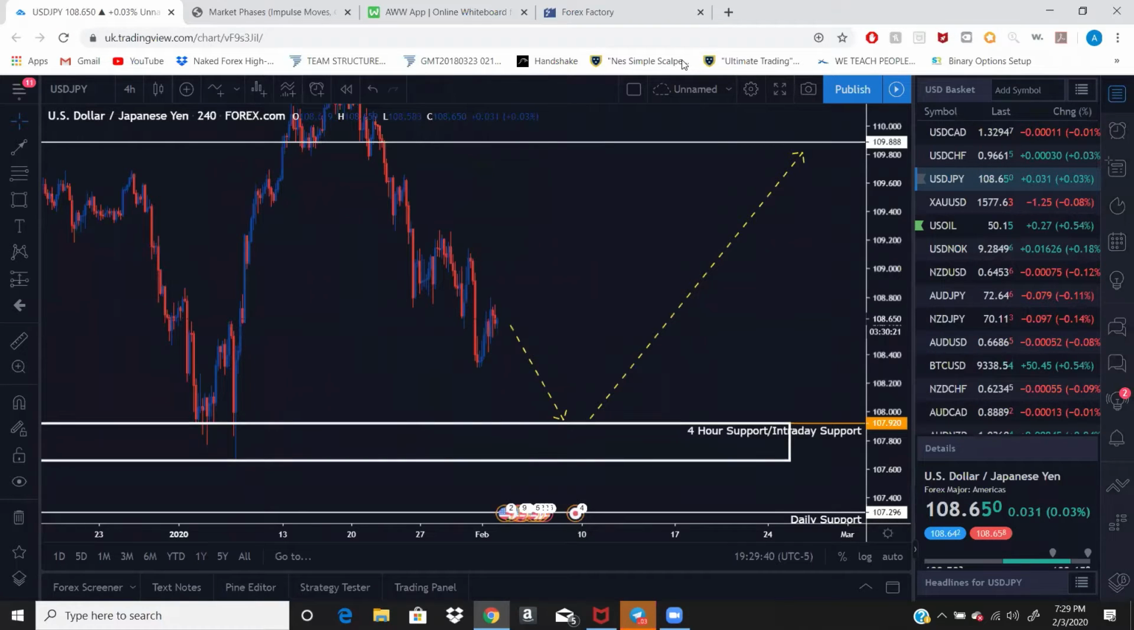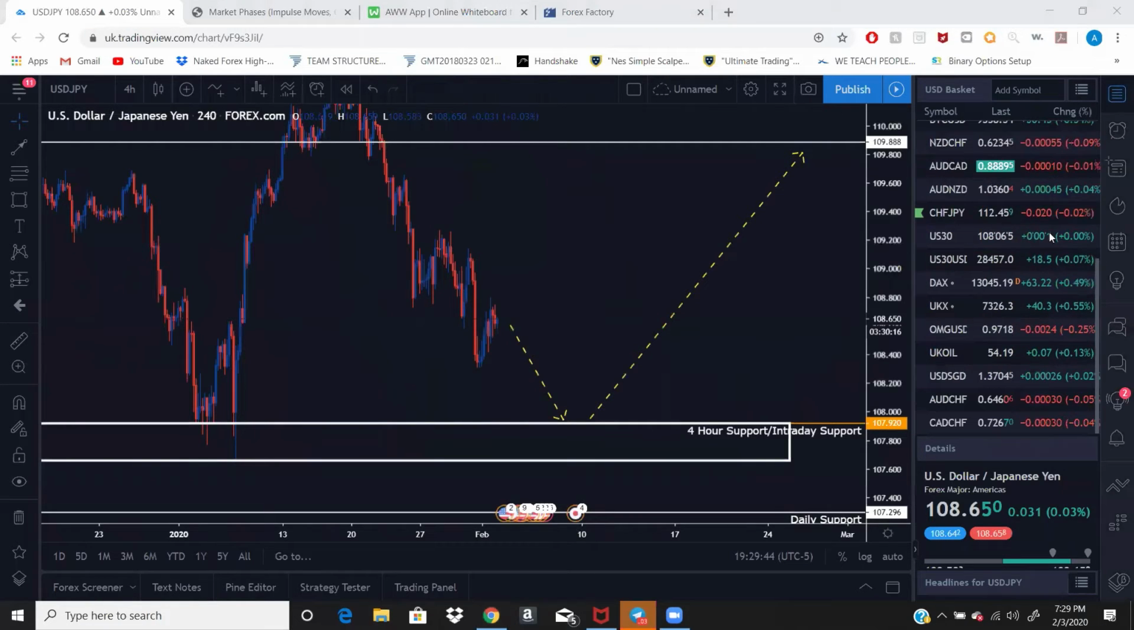After that, we did USD CAD, so AUD CAD and oil. AUD CAD.